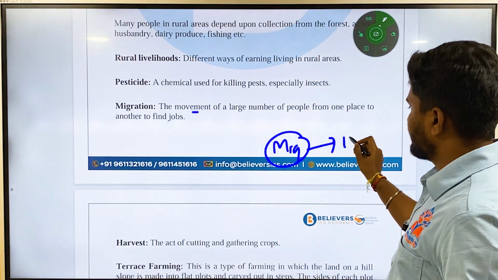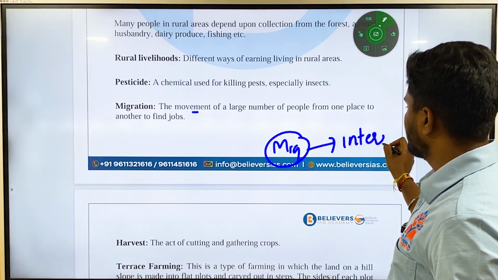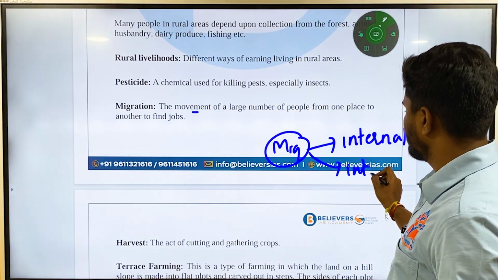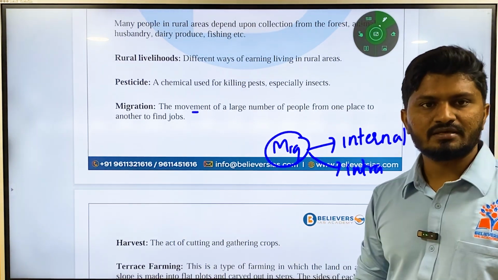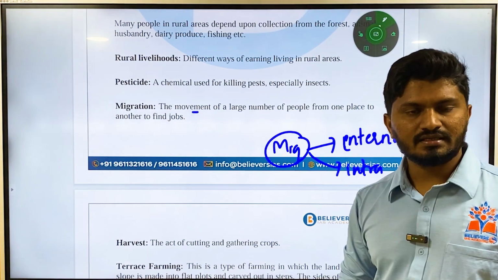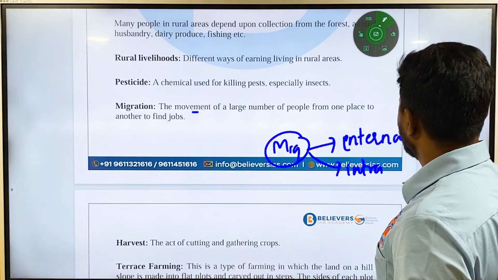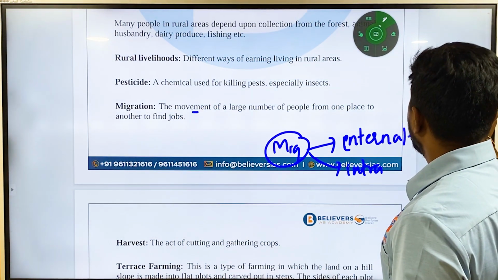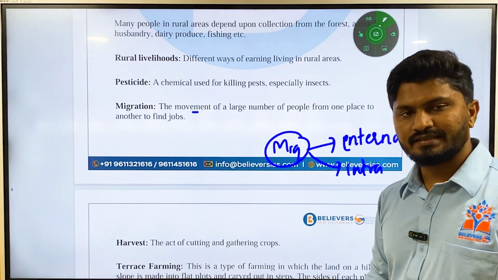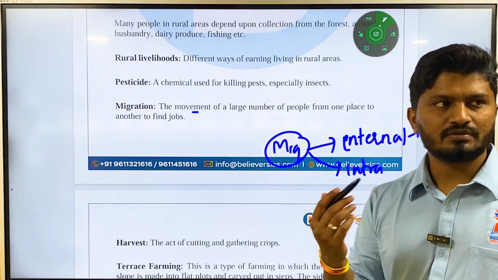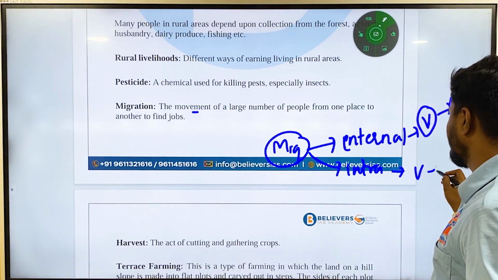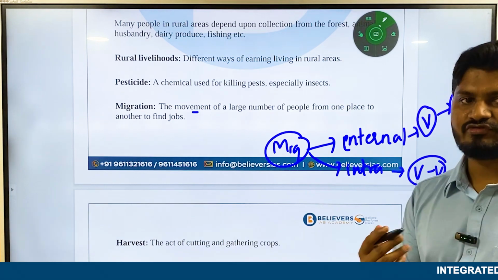This migration can be internal or external. What is external? If you belong to a village and you are moving to an urban area in search of livelihood, that is external, rural to urban migration. And if it is internal, it is just moving within villages, from one area of a village to another area.